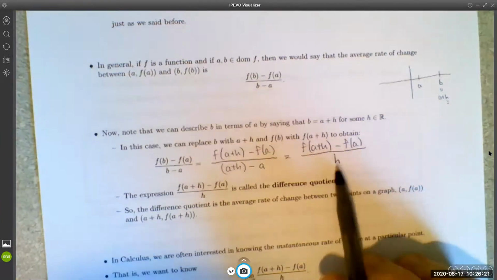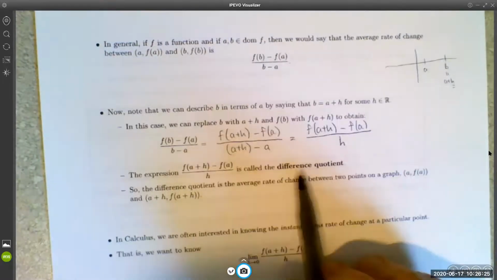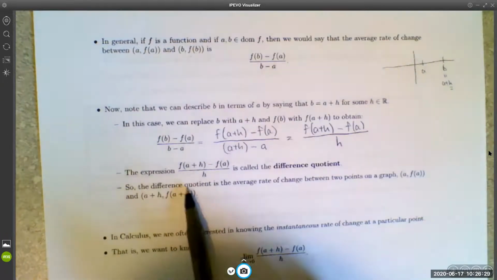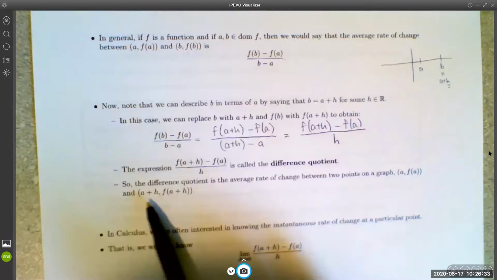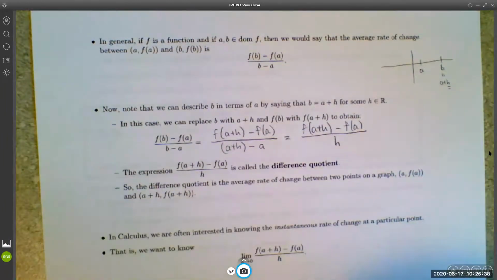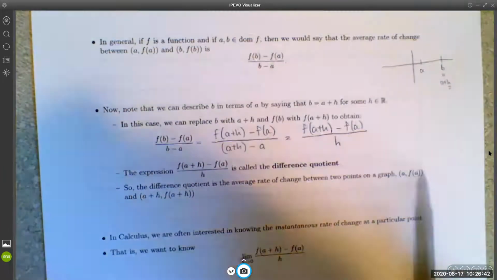This expression is called the difference quotient. So the difference quotient is the average rate of change between the points a, f of a, and a plus h, f of a plus h. It gives us the average rate of change between those 2 points.